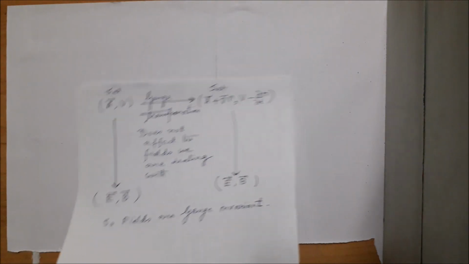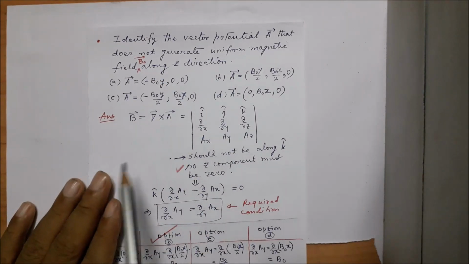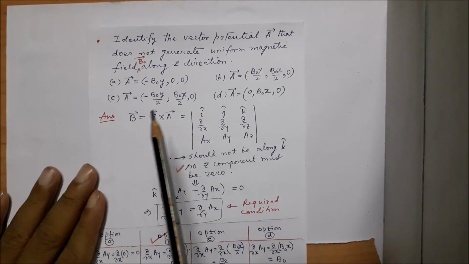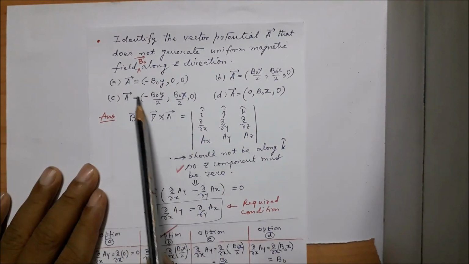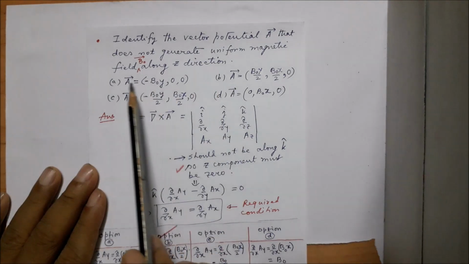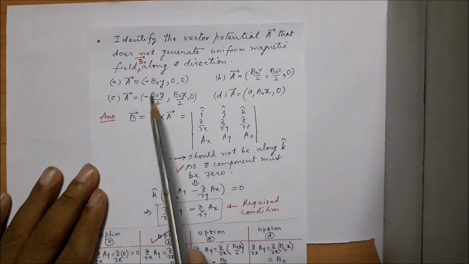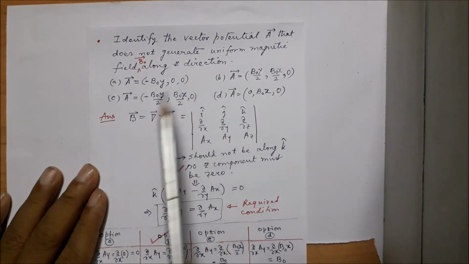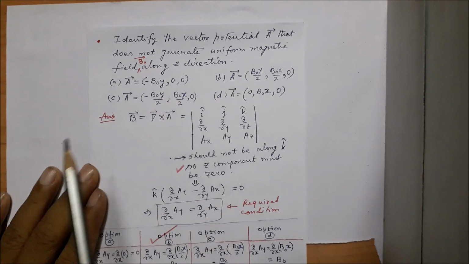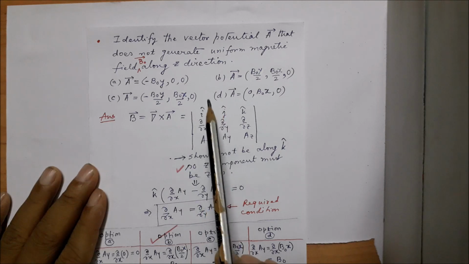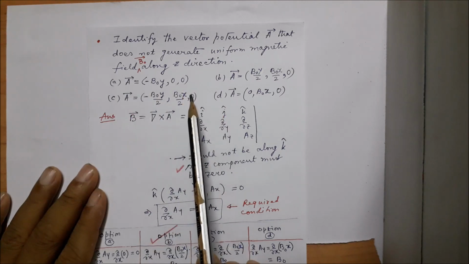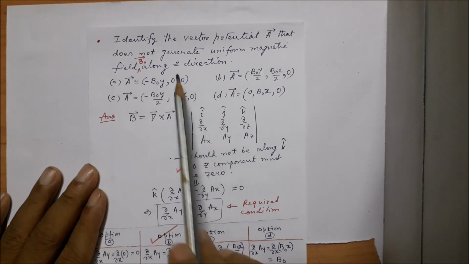We'll end up with a final problem. This is the last problem we will deal with in this lecture. There are four values of potentials given, A, B, C and D, and we have to choose that potential which does not give a magnetic induction pointing along k hat or z direction.